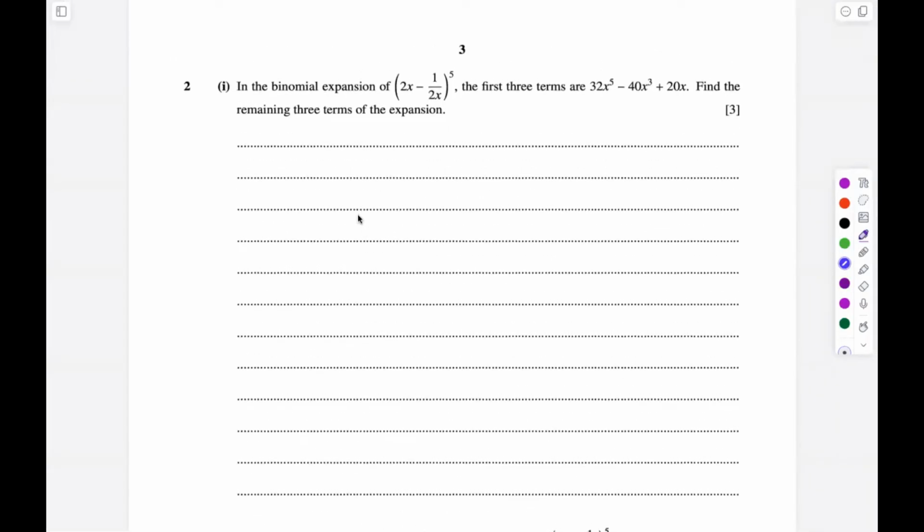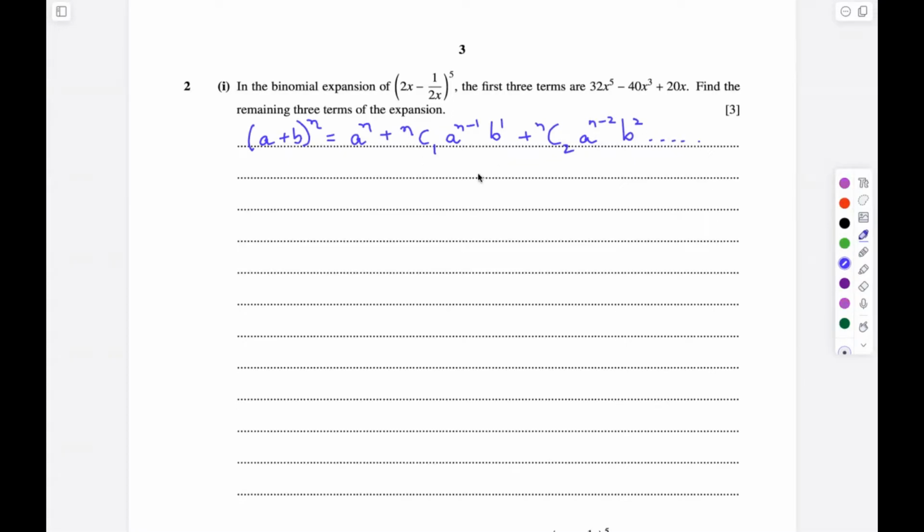In question 2, part 1, in the binomial expansion of (2x minus 1 upon 2x) to the power 5, the first three terms are 32x to the power 5 minus 40x cubed plus 20x. We have to find the remaining three terms of the expansion. Now, the expansion formula for (a plus b) to the power n is a to the power n plus nC1 a to the power n minus 1 b to the power 1 plus nC2 a to the power n minus 2 b to the power 2 and so on.